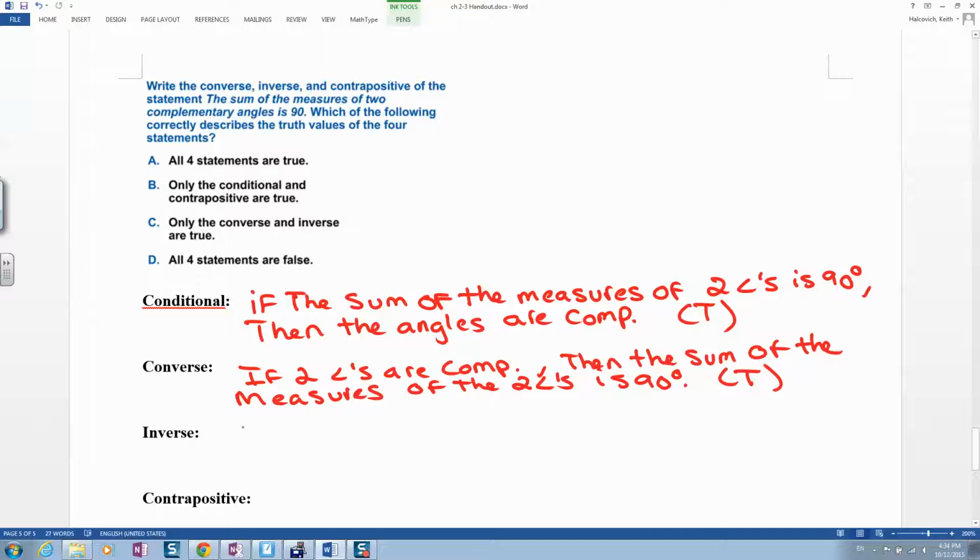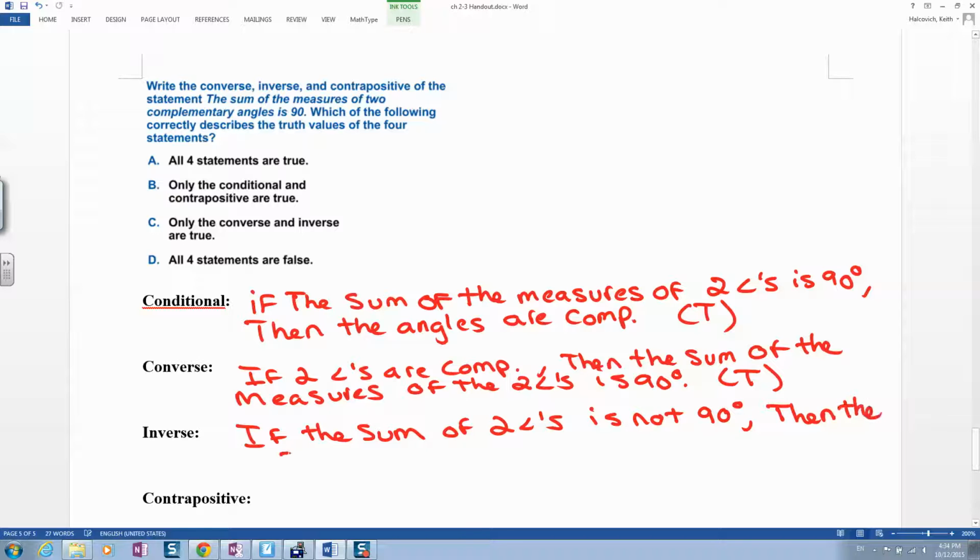The inverse: if the sum of two angles is not 90 degrees, then the two angles are not complementary. And that is true.